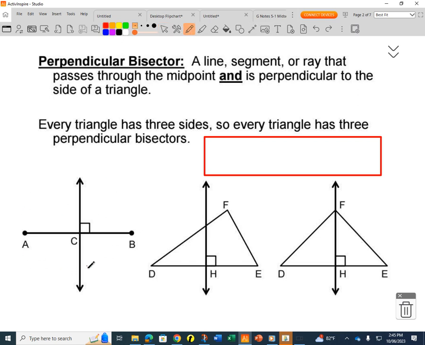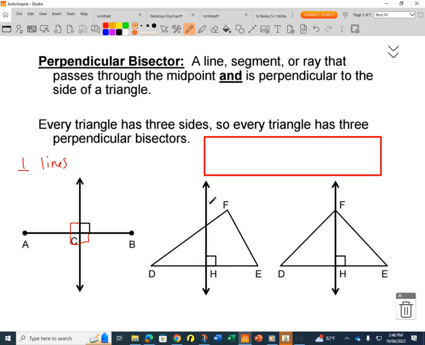So this is an example of two perpendicular lines. I'm going to use the R abbreviation here. So these are perpendicular lines. If this is a right angle, this is a right angle, this is a right angle, and this is a right angle. It actually creates four right angles when two lines intersect. Every triangle has three sides, so every triangle has three perpendicular bisectors.